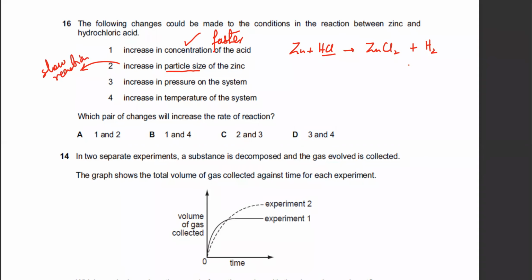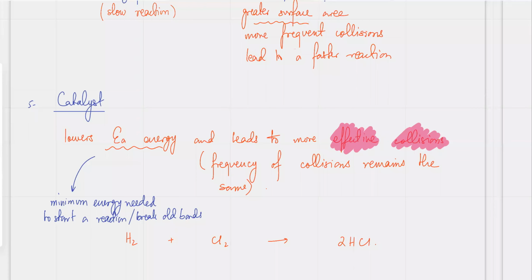If you crush it into powder, smaller pieces would lead to a faster reaction. If you pick a big piece of rock, large pieces would lead to a slow reaction. Next, increase in pressure of the system. Remember, it does increase the rate of the reaction, but there's a catch about this one.